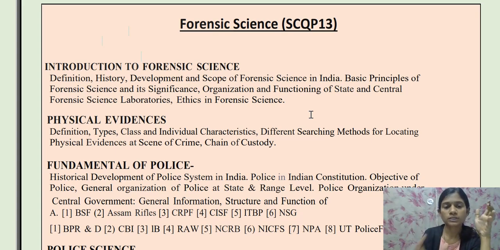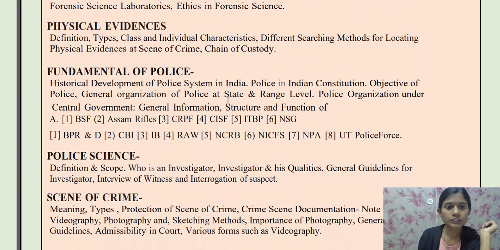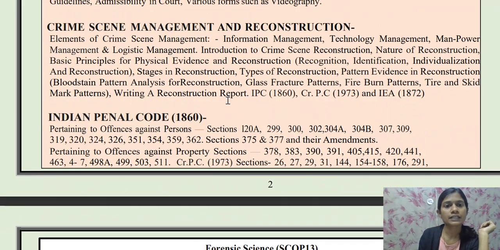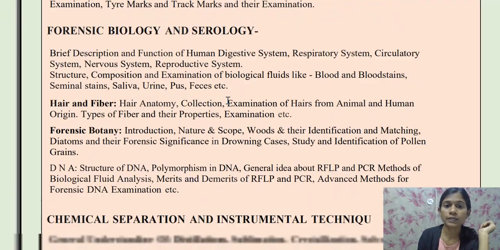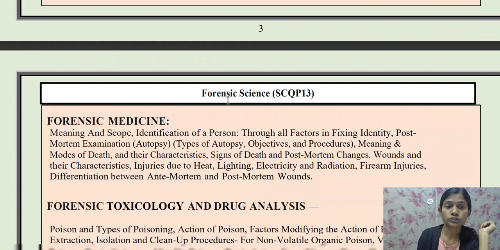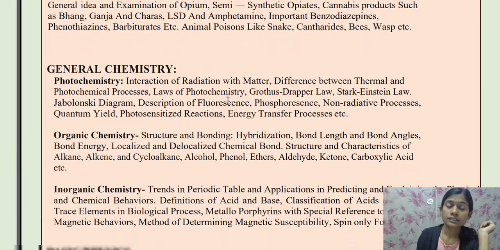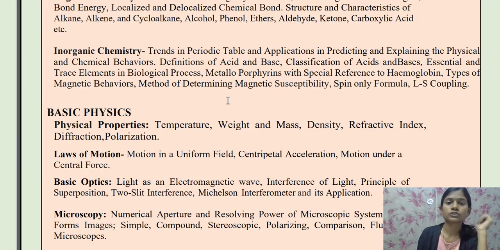Especially these: introduction to forensic science, forensic physics, forensic ballistics, forensic questioned documents, forensic chemistry, forensic toxicology, forensic biology, forensic serology. You are learning about these topics at the MSc level also. So I am just going through the basic topics again: forensic science introduction, legal sections or law, crime scene and its management, physical evidences, fingerprints, documents, biology, serology, chemistry, toxicology, forensic medicine, general chemistry and basic physics. So these are all the topics.